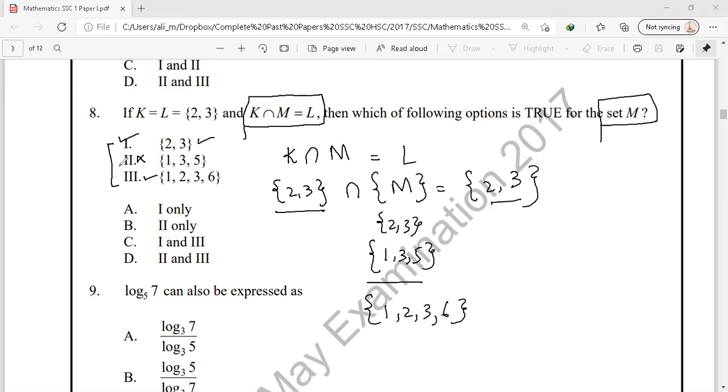So among these three conditions, the first one and the last one could be the values of set M. So 1 and 3 we have in option C. The correct option in question number 8 is option C.